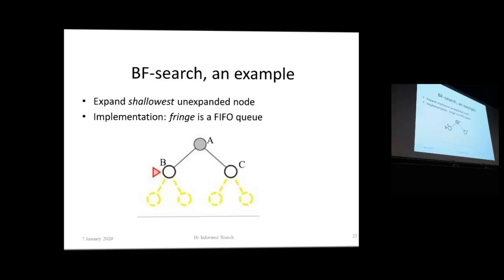Is it possible that the fringe contains nodes from different layers? That depends on the data structure that you use. We'll see that in a minute. It will do so if you use a different data structure.